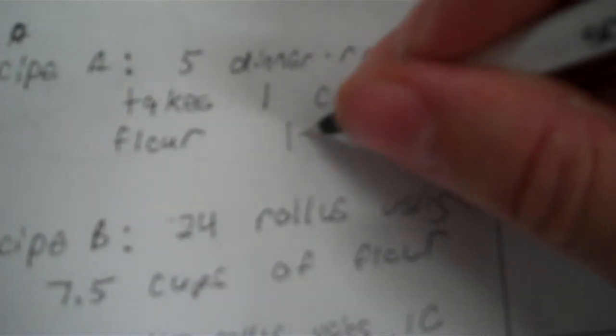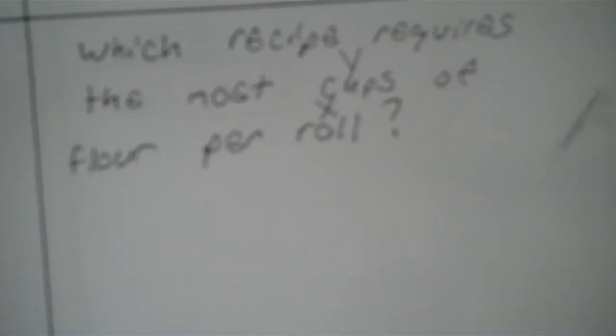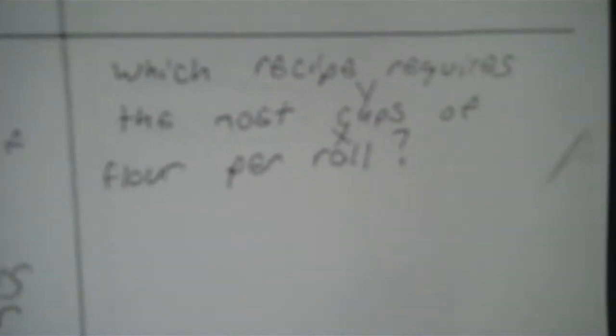recipe A, 5 dinner rolls takes 1 cup of flour, 24 rolls using 7.5 cups of flour, 45 using 10. Now it says which recipe requires the most cups of flour per roll. So the cups are the y and the rolls are the x. So when I divide, it needs to be 1 divided by 5, okay? The cups by the rolls. 7.5 by 24, 10 by 45. Okay, I know that seems weird, but it says in the rate of change, cups per roll. It's always y per x, so the y has to be the dividend. That needs to be the number we punch in first when I'm dividing.